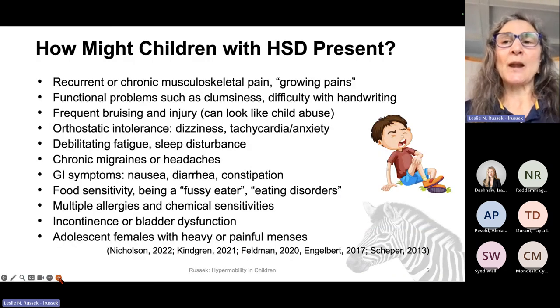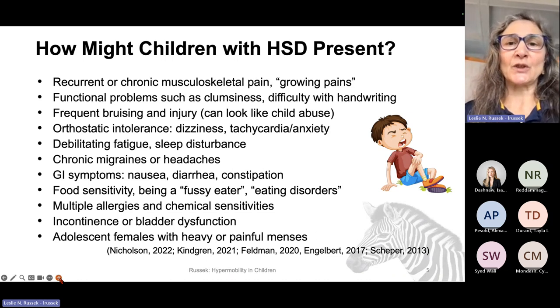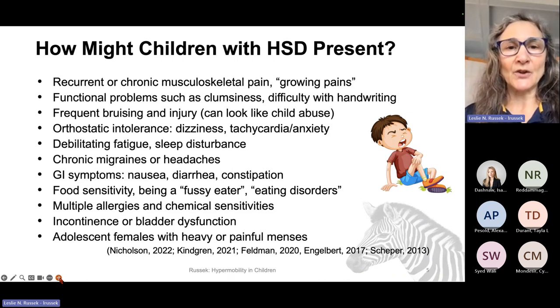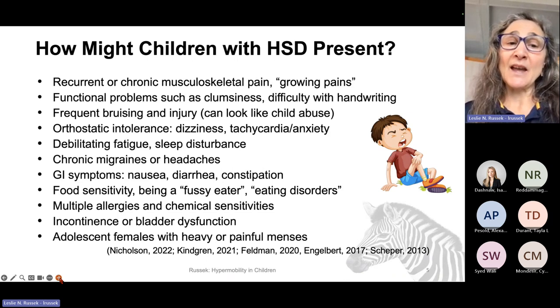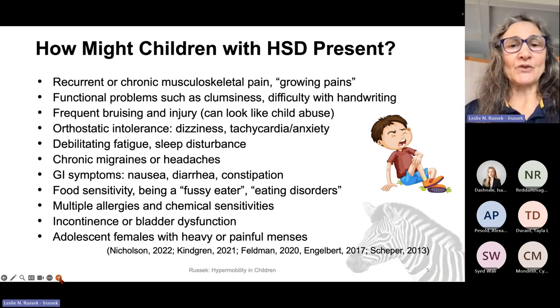So how might children with hypermobility present? They may have recurrent or chronic musculoskeletal pain. It may look like growing pains. They may have functional problems like clumsiness, difficulty with handwriting. They may have frequent bruising and injuries, and this can sometimes look like child abuse. They may have orthostatic intolerance, complain of dizziness, tachycardia, anxiety.